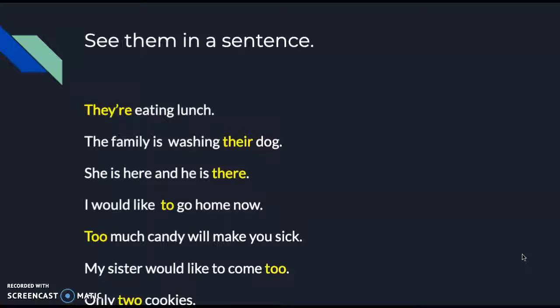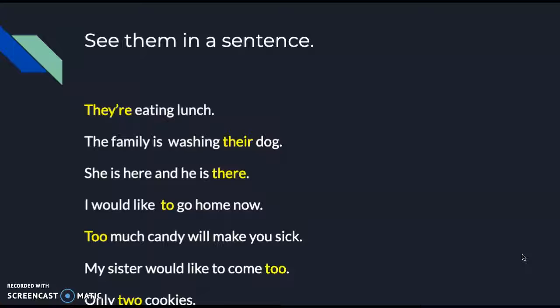The family is washing their dog. This is the possessive pronoun their, and their shows possession. She is here and he is there. This is the there that shows direction, the adverb there. Her position is here, his position is there.